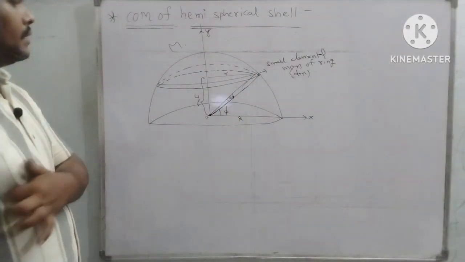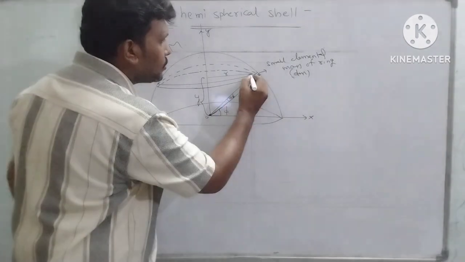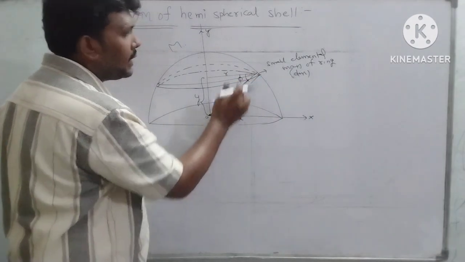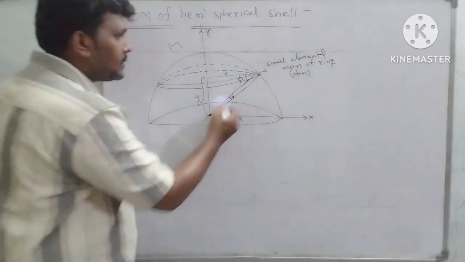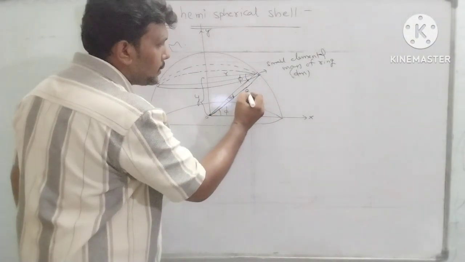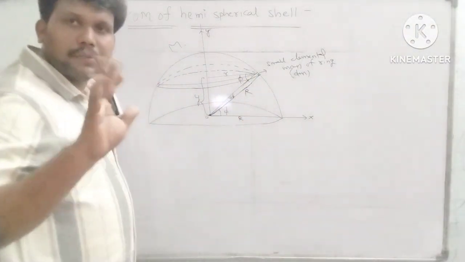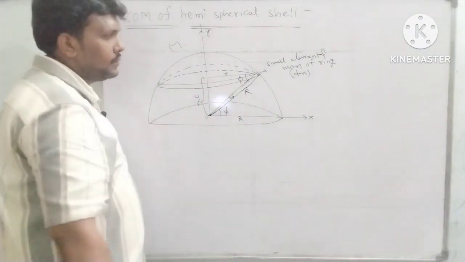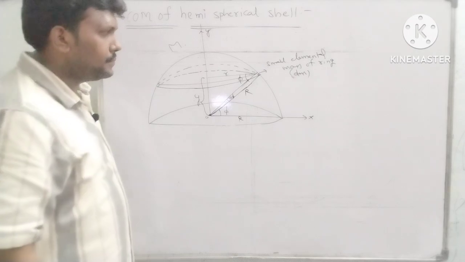Remember that. And I am taking the phi angle here also because these two are alternate angles, and this length I am taking as capital R. But if you observe this figure, there are three variables you can observe. One is y, second one is r, and next one is phi. These three are the variables.